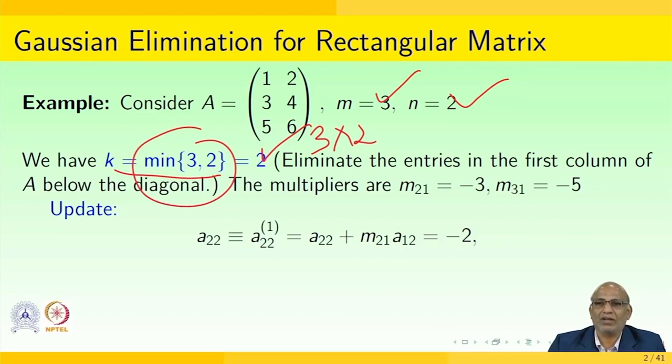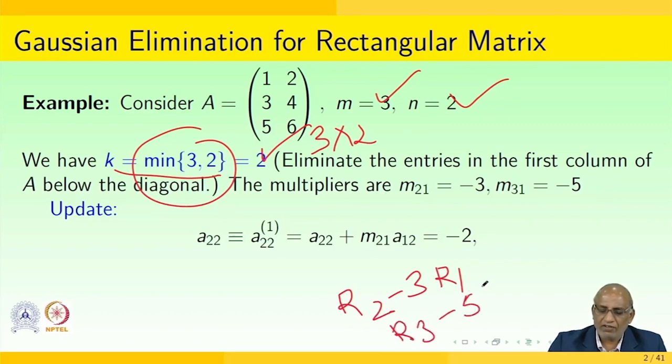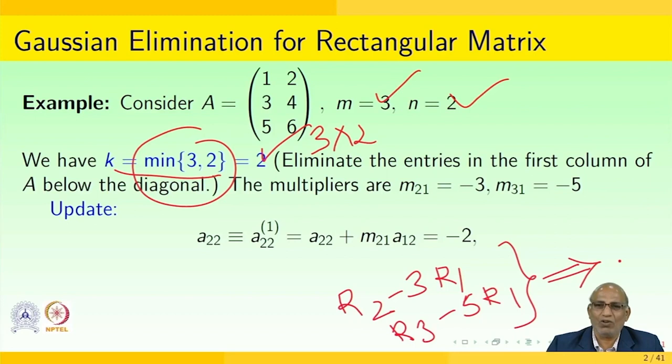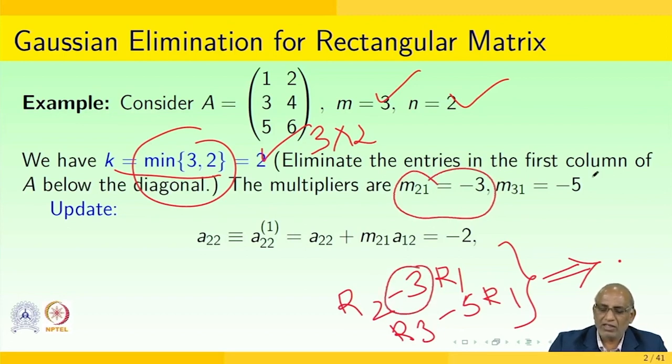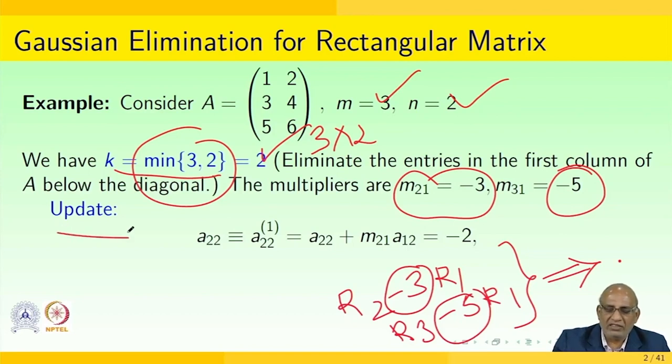Eliminate the entries in the first column of A below the diagonal. The multipliers are M21, so that is R2 minus 3 times R1. Similarly, R3 minus 5 times R1. If you use these two elementary row operations, the multiplier M21 is minus 3, and the multiplier M31 is minus 5. And with this, update the matrix.